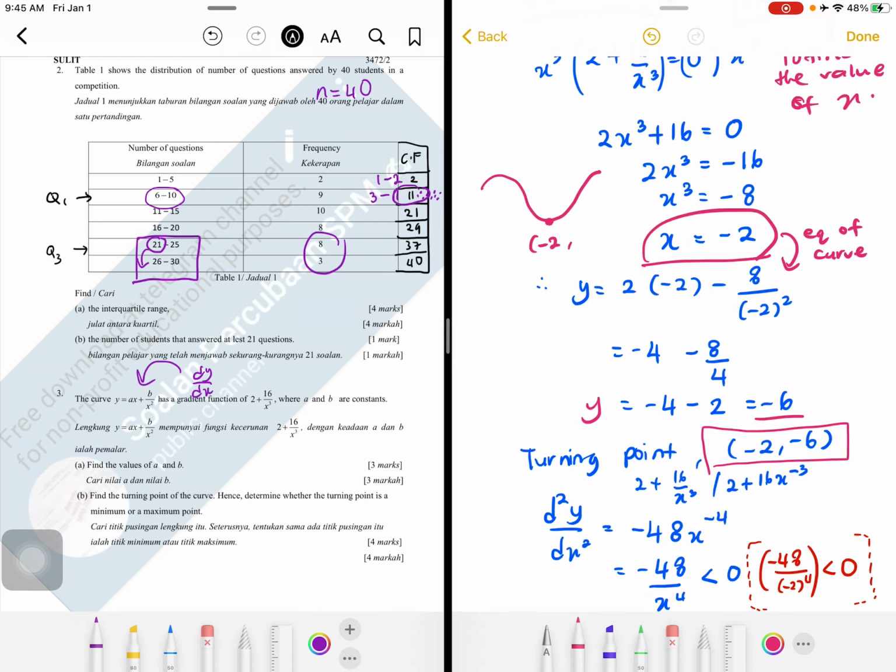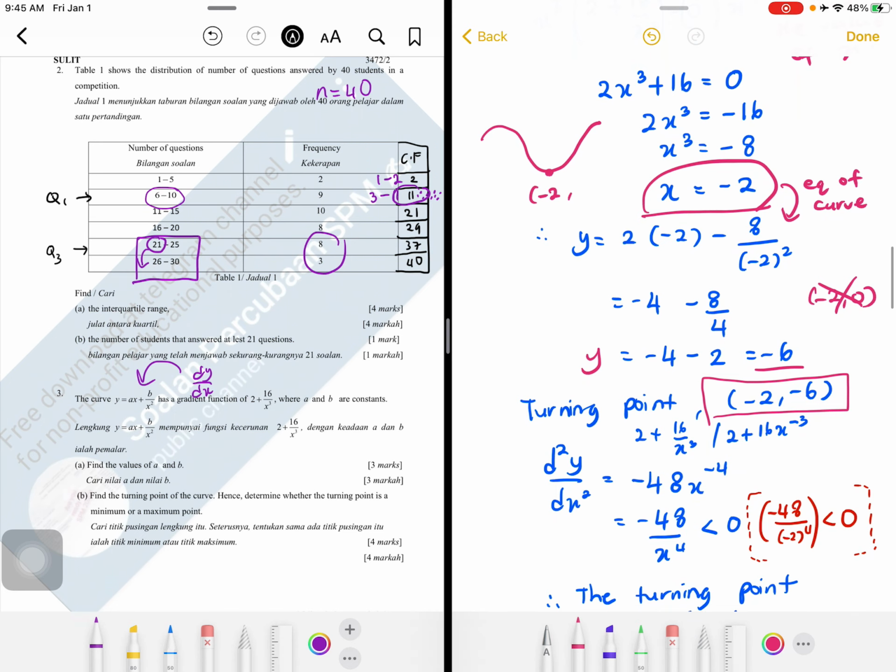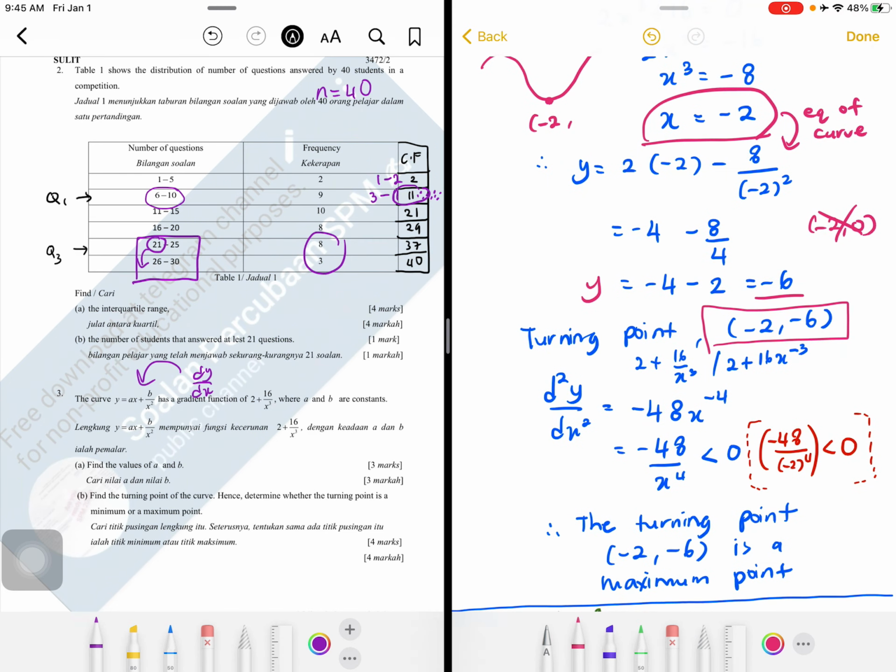So ada sedikit pembetulan dekat skema dia tulis -2, 0 kan. So this is wrong. So the correct one is -2, -6. So after you get -2, -6, you know that this is the turning point. It's just the matter of we want to determine whether it is a maximum or minimum point. So what you do after that to make sure that it's maximum or minimum, this is the way. You have to double differentiate.